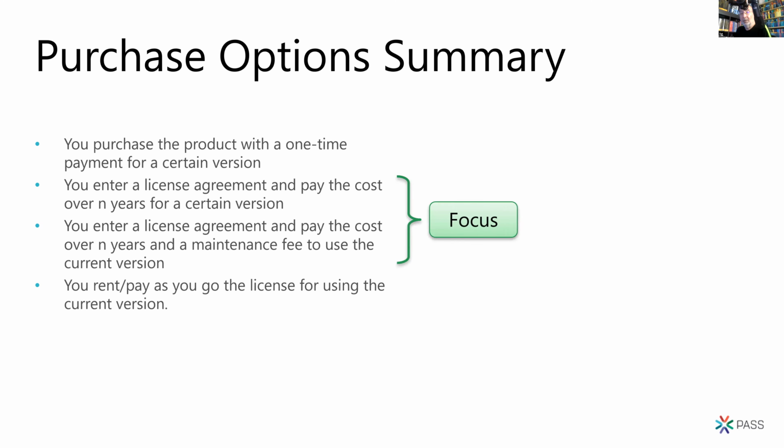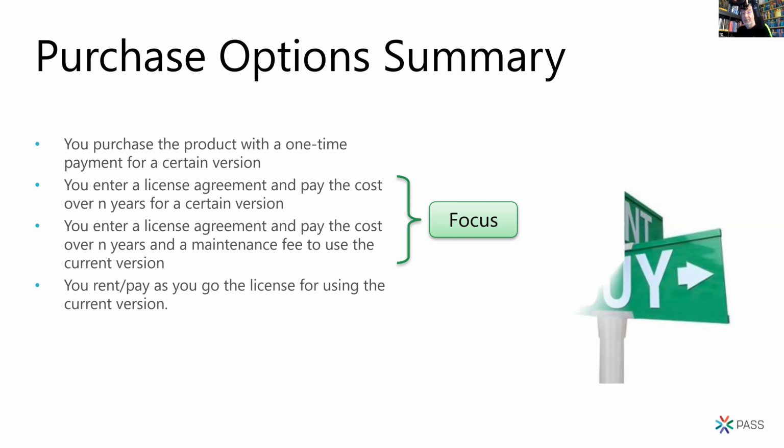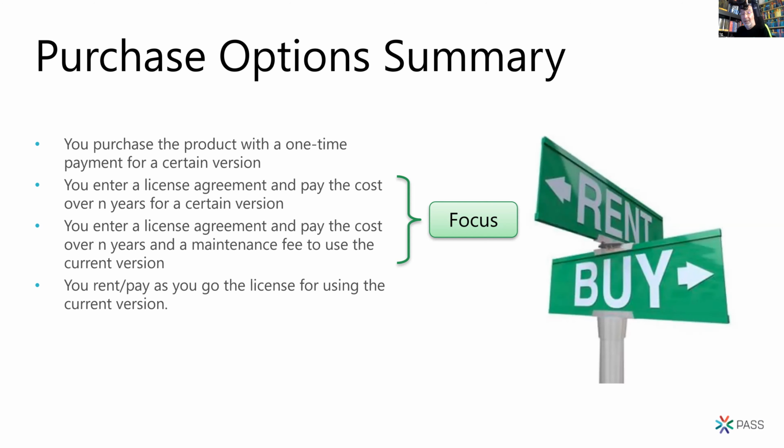We're going to focus on the license agreement that you pay over N years, because on the other two, there's not much you can do. The one is you buy it, you use it, that's it. And the one where you pay as you go is you rent it from the cloud. And you have to do your own math if this makes sense or not. So the decision is rent or buy. In this talk, we're going to focus on buying.